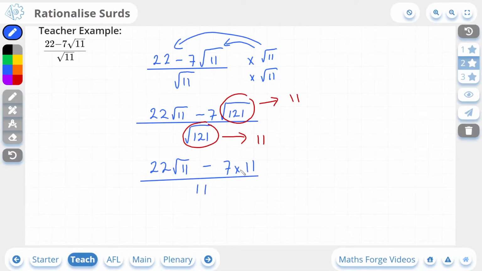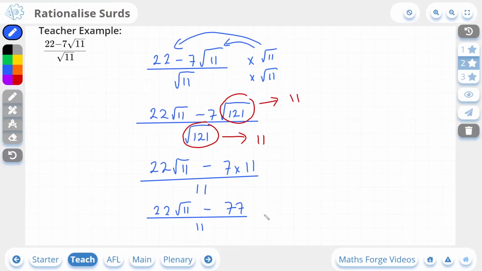And we have one final stage of our simplification, this 7 times 11 here. So we end up with 22 root 11 minus 77 all over 11. Now, although I said this was the final step of our simplification, I can actually see one more thing we can do to simplify this further. In the numerator, we have 22 root 11 minus 77, and this is all being divided by 11. Now, I know that 11 can divide into 22, and 11 can divide into 77.